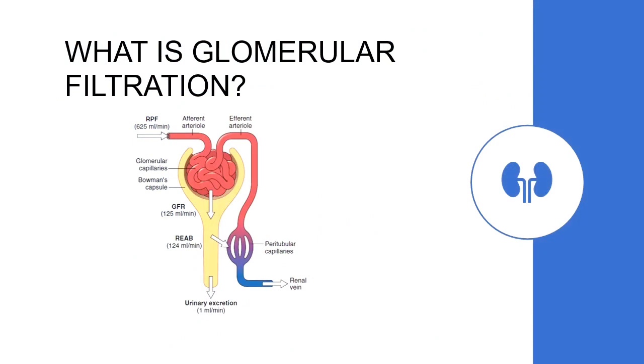Let us begin this topic by understanding what exactly is glomerular filtration. Glomerular filtration is the first step in the formation of urine. As the blood from the renal artery continues via the afferent arteriole, a portion of this blood is filtered into the Bowman's space, which is the first part of the nephron.